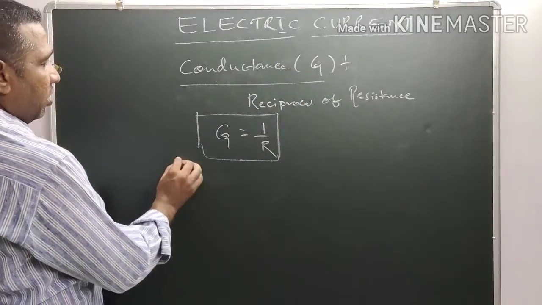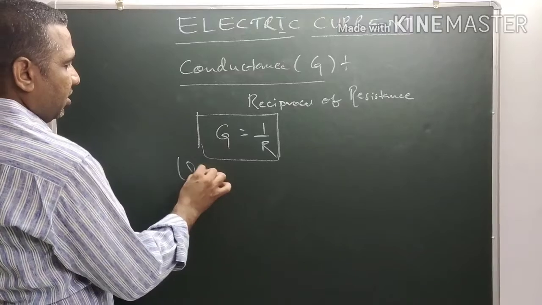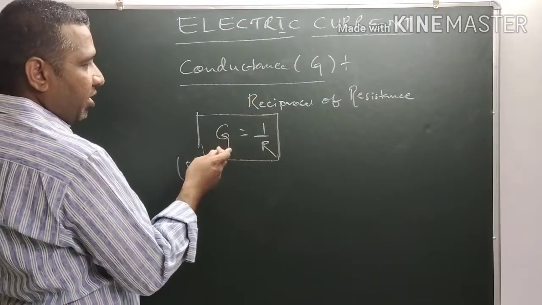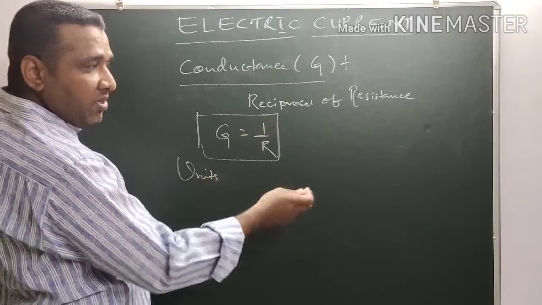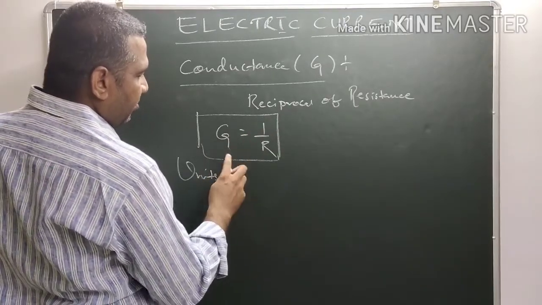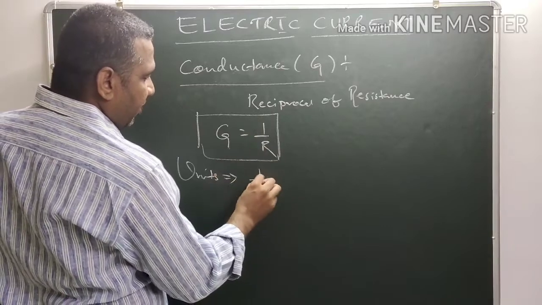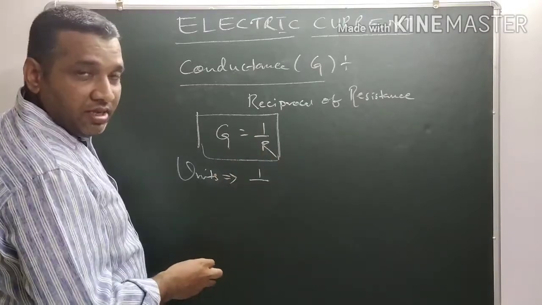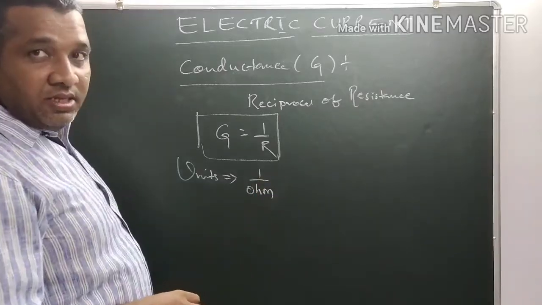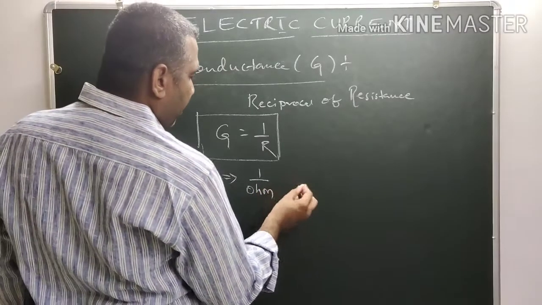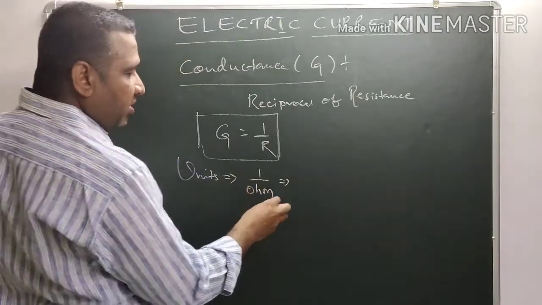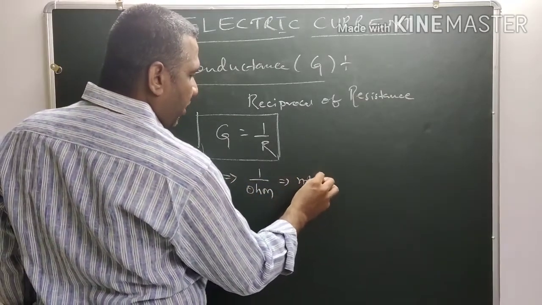Now we will see what are the units of conductance. With the help of the conductance formula, we represent its units. G is nothing but 1 by R. So it is nothing but 1 by, the unit of resistance is ohm. The unit of resistance is ohm. Reciprocal of ohm is mho, mho inverse.